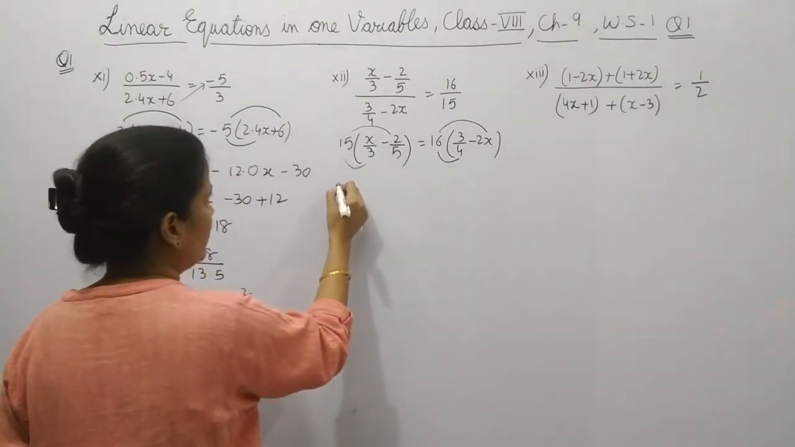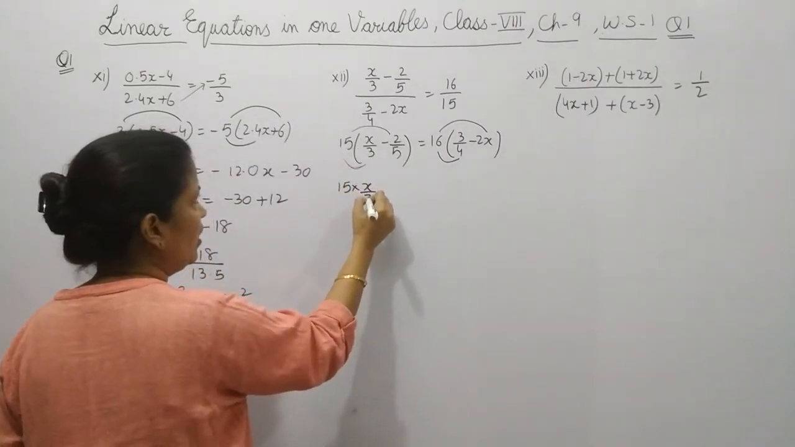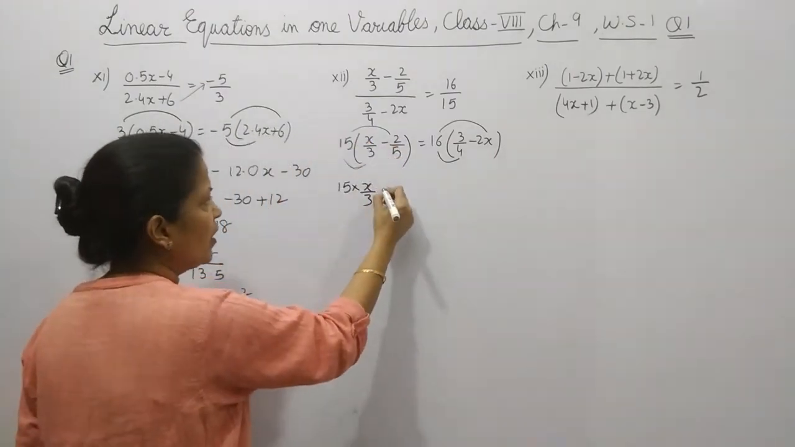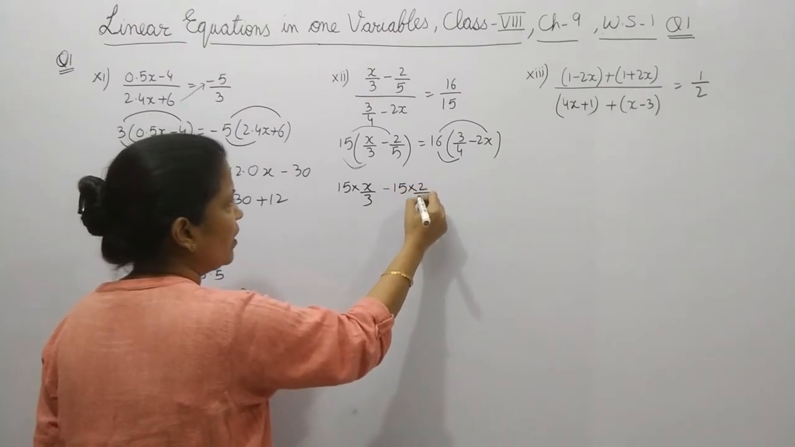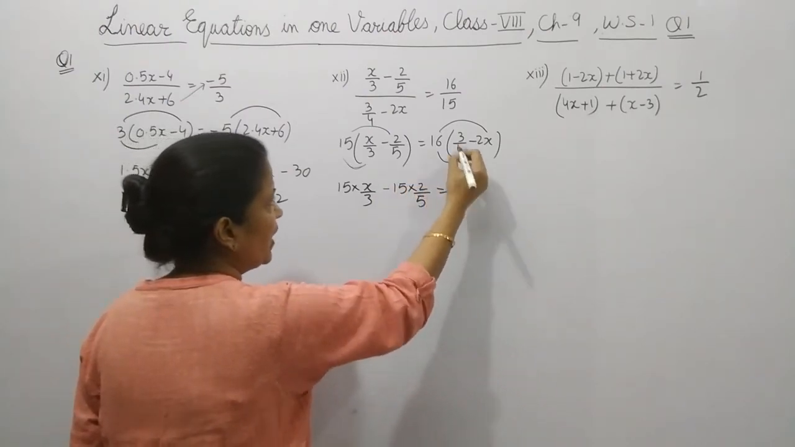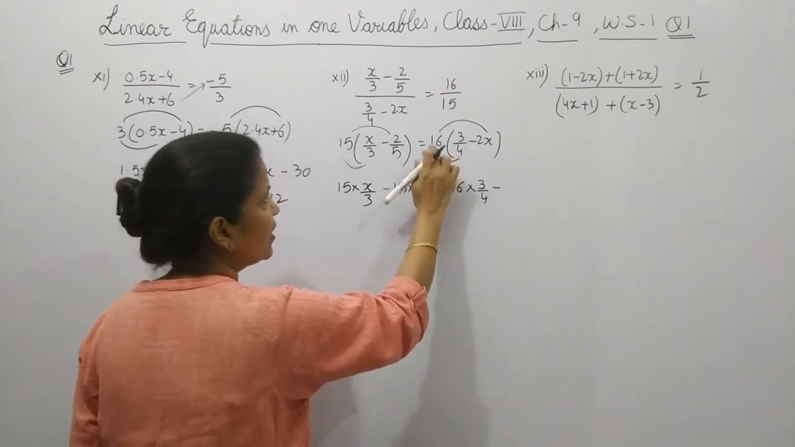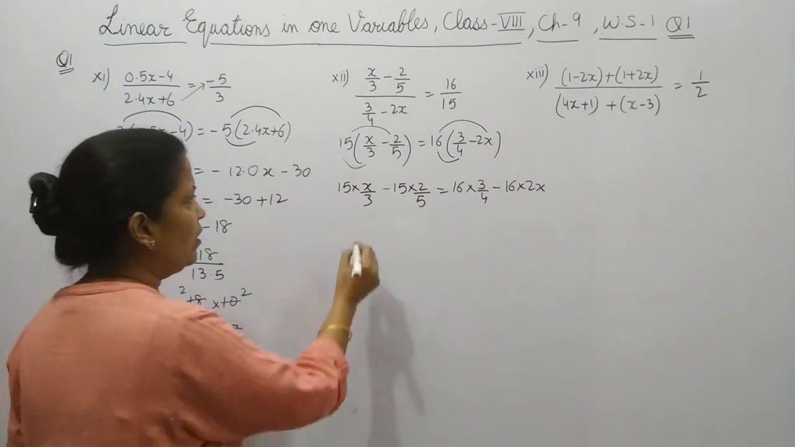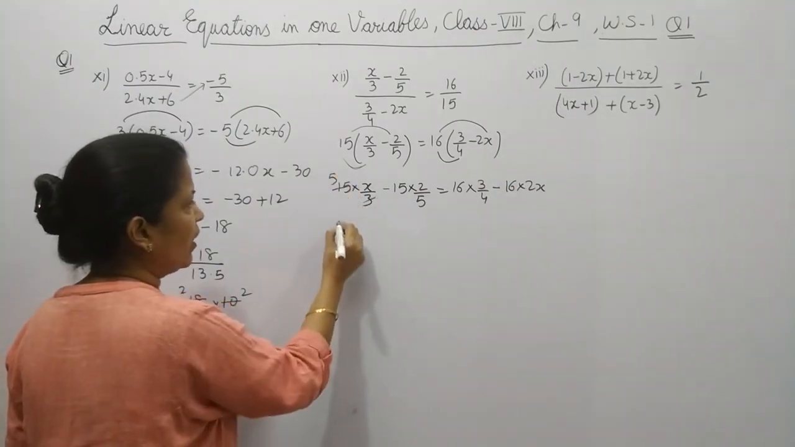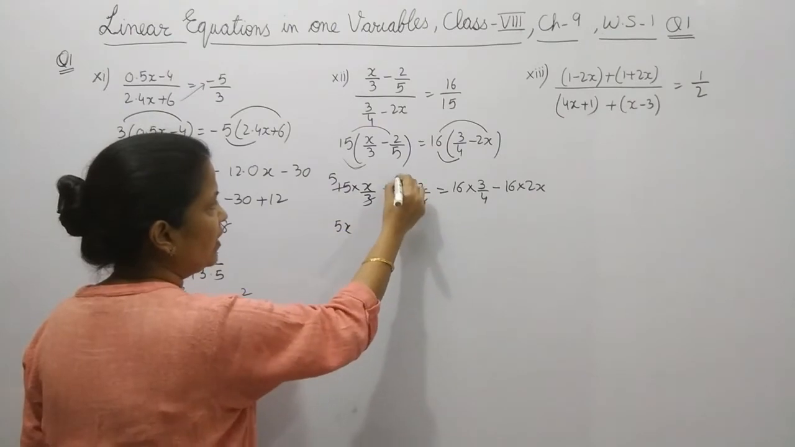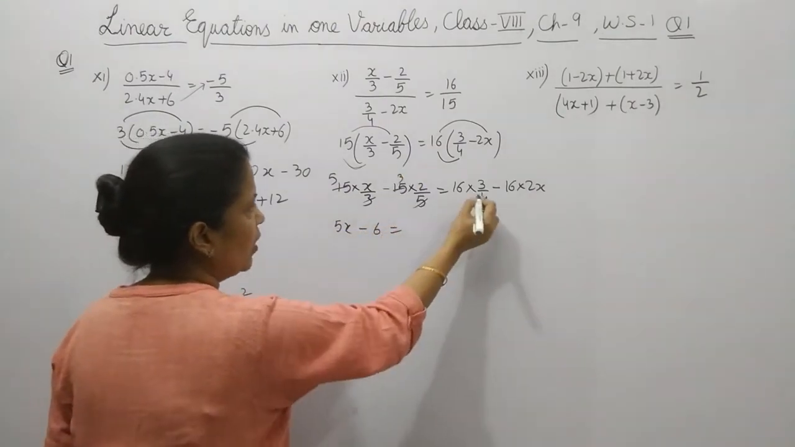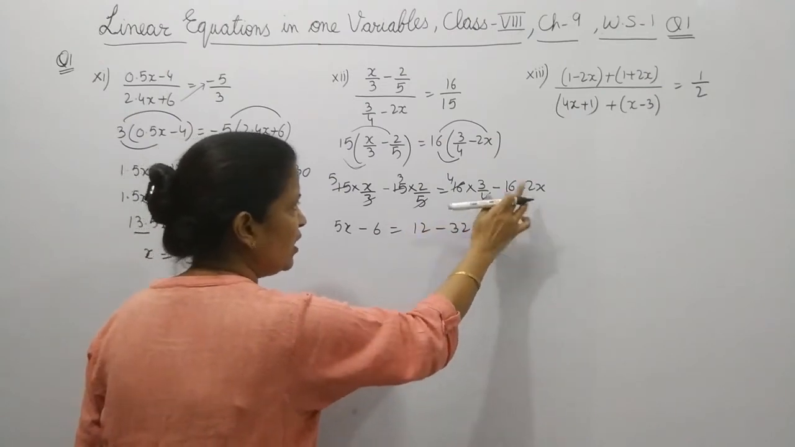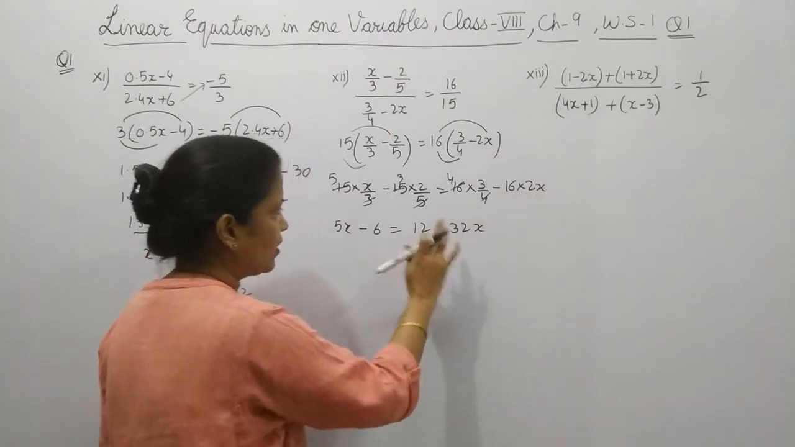So multiply 15 into x by 3. If you can't do the multiplication orally, then you can write it like this: 15 multiply 2 by 5 and 16 multiply 3 by 4 minus 16 multiply 2x. Like this you can write it. Okay. So 5 will be cancelled out, so 5x, and cancel the 3, so minus 6 equals 12 minus 32x. 16 into 2 is 32, and x is there.